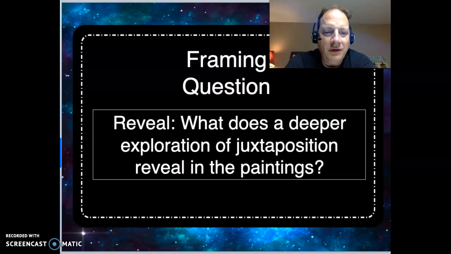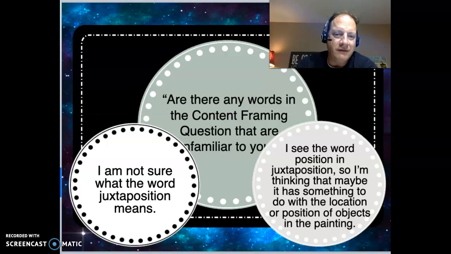Okay, our framing question says, reveal. What does a deeper exploration of juxtaposition reveal in the painting? Now, I'll be honest with you, I had to look up the word juxtaposition just to kind of refresh my mind what it means. And what I found is that juxtaposition means to put things side by side. So that's what that means when you see that word. So let's dive into our lesson a little bit more.